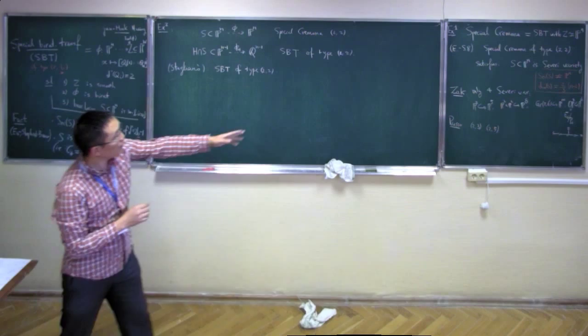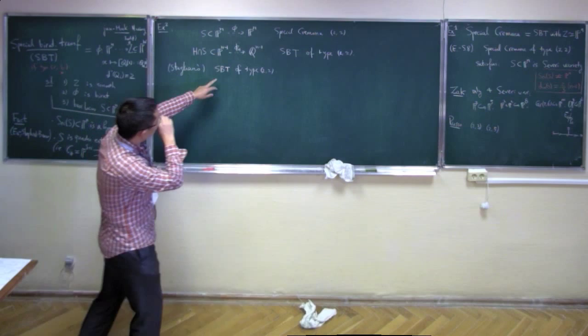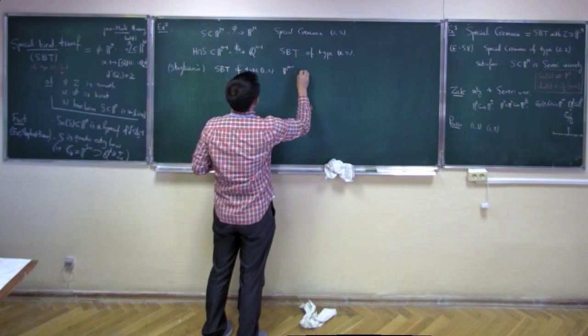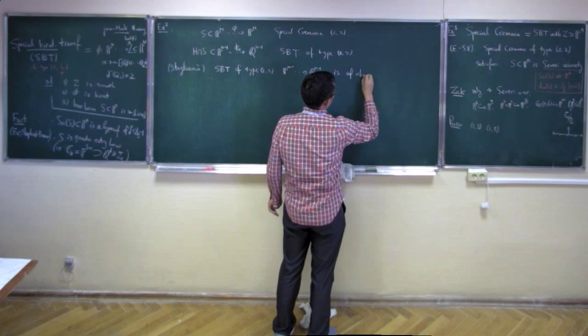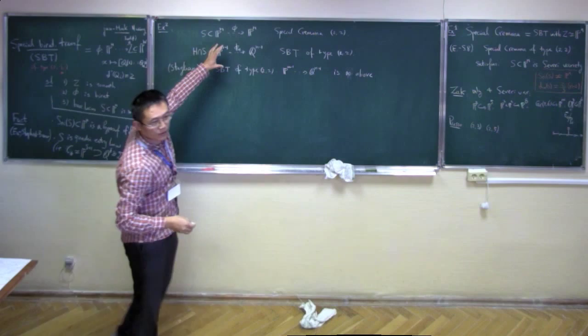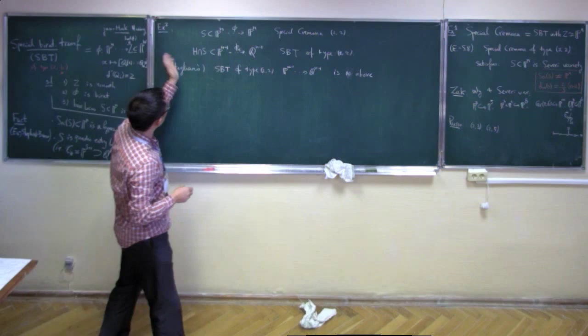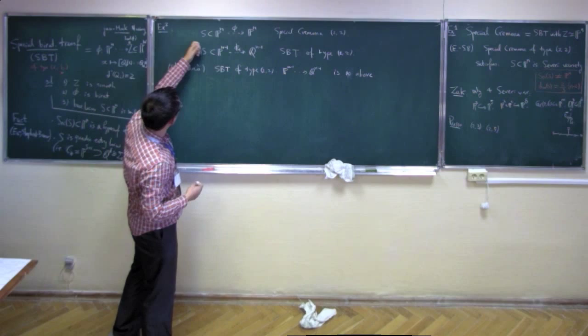In this example, we showed that if you take P^{n-1} to Q^{n-1}, a special bilinear transformation of type 2-2, then this is of this type. In particular, the base locus is just a hyperplane section of a Grassmann variety. So the multiplicity is how to characterize a hyperplane section of a simple variety.